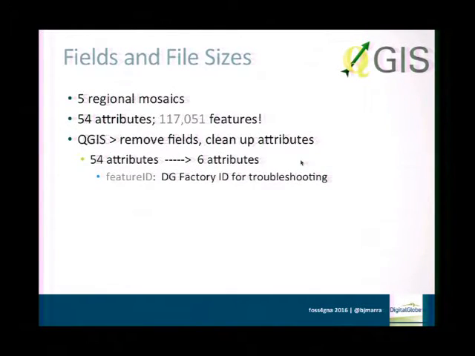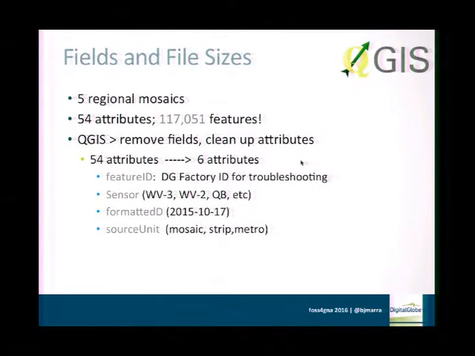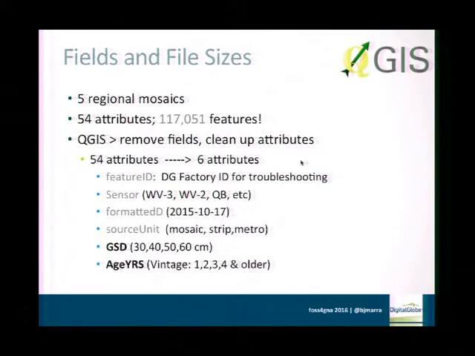We need our unique ID for troubleshooting. We need to know what sensor. We need to know the formatted date. It's a nice date, whether it's mosaic data, a metropolitan area, or just strip imagery that happens to meet our spec. And of course, the ground sample distance, which is the number 1 or number 2 most important attribute that people want to know. And then the age of the imagery, which is the number 1 attribute.